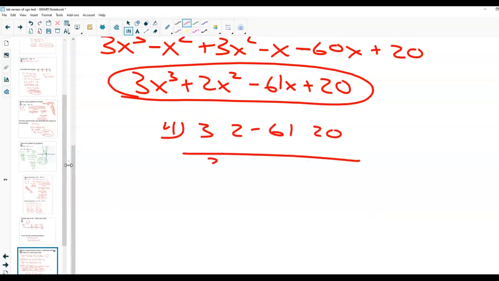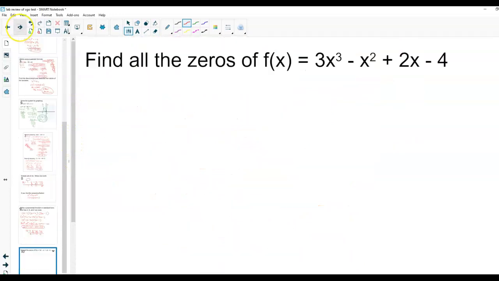So if I did it correctly, 14, we have 56, so that gives me a negative 5, and we get negative 20. That check right there indicates I must have done it correctly.